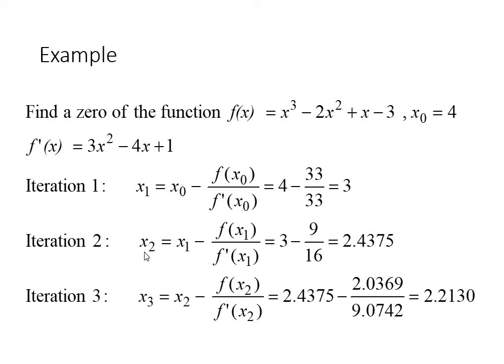Second iteration, we are now computing. So x naught will give you x1 and x1 will give you x2. So for x2, second iteration, we use the value in x1. So this would be x1 minus f of x1 over f prime of x1. So x1 we know is 3. Evaluate the function at 3.